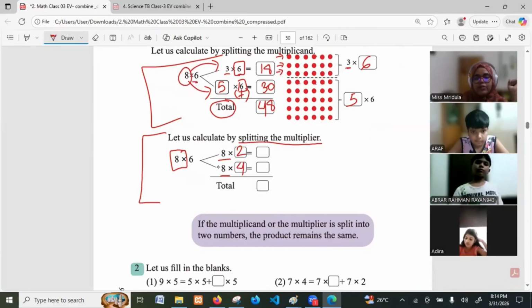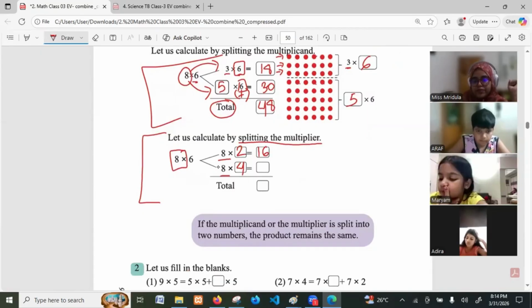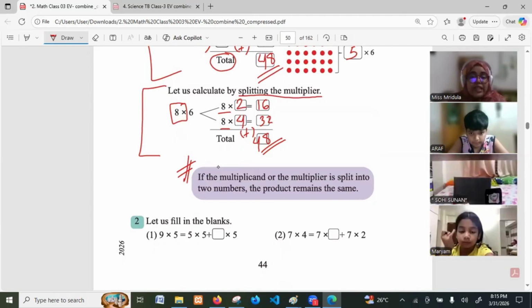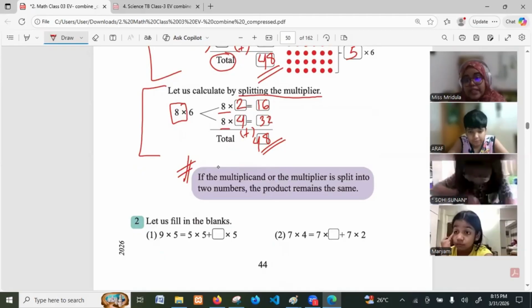Okay, so 8 times 2 is 16 and 8 times 4 is 32. Very good. So now if we add, because we need to find out the total, 6 plus 2 is 8, 3 plus 1 is 4. So 48. The answers are the same, right? Even when we split them. Okay, so what have they given as a note? They say that if the multiplicand or the multiplier is split into two numbers, the product remains the same.